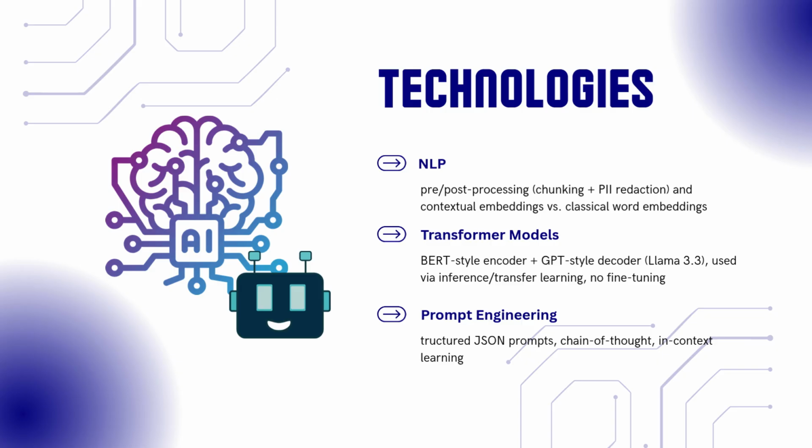Secondly, we leverage advanced transformer models. Our architecture uses a BERT-style encoder for the embedding model and a GPT-style decoder, specifically Llama 3.3, for text generation. Crucially, this runs purely through inference on Groq. This is a direct application of transfer learning. We are applying a powerful pre-trained model to a specific task with zero need for computationally expensive fine-tuning.